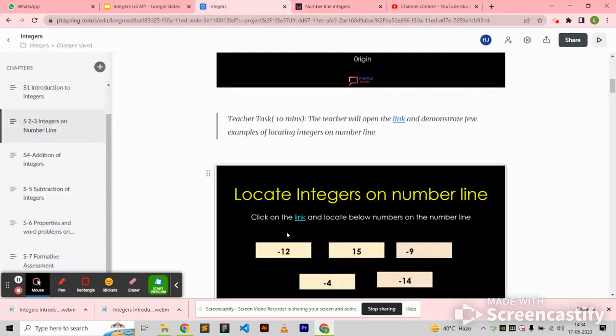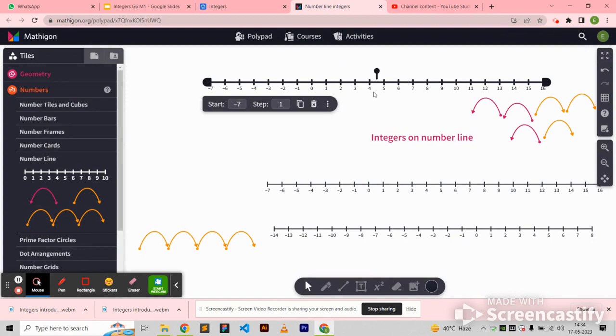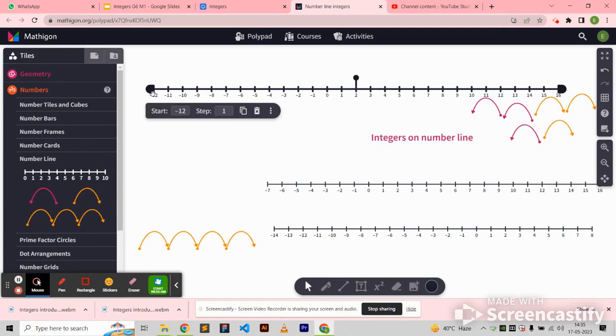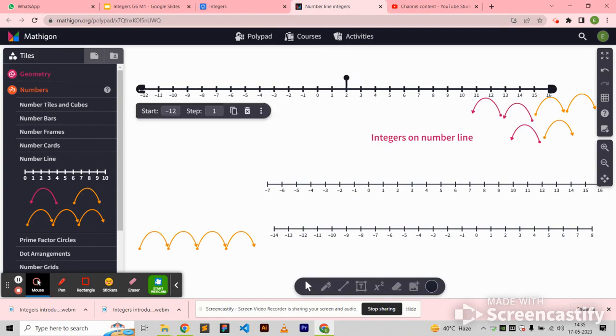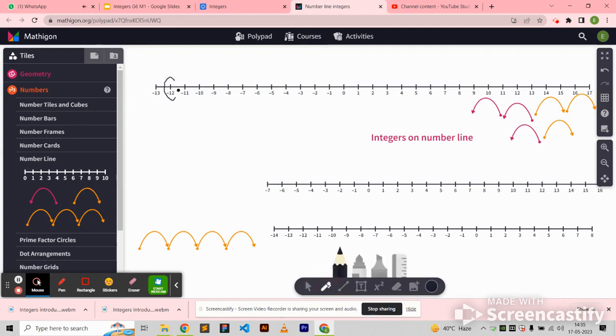And then they are given, oh, you have to locate like minus 12. So where is minus 12? So go to extend. You will tell the child that this 0 is the center. So on the left hand side, we have negative numbers. On the right side, we have positive numbers. So where is minus 12? So you can choose the drawing tool over here and you can mark it over here, minus 12.